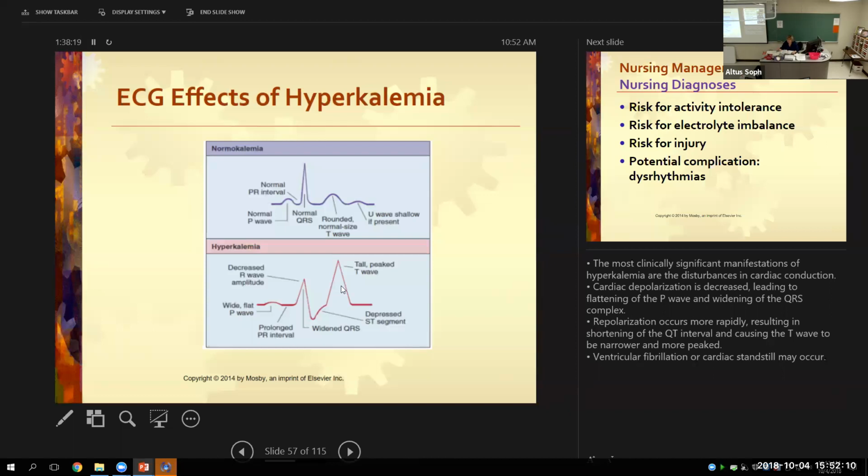No faster than 10 milliequivalents over 1 hour. So a lot of times you'll have 10 milliequivalents in 50 cc's of saline, and you want to hang that over an hour. So your rate would be 50 cc's an hour. Does that make sense?